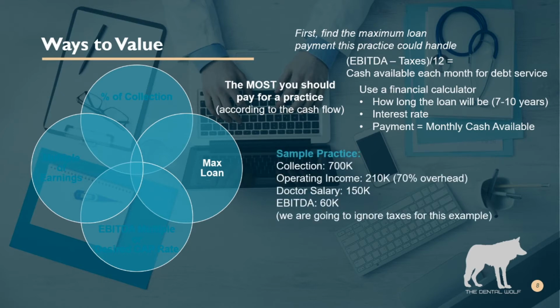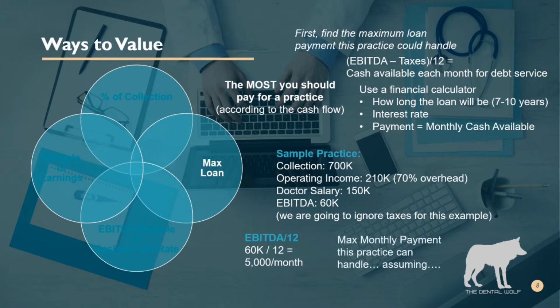Let's look at a sample practice. Let's say this practice is collecting $700,000 a year and it has 70% overhead, so its operating income is $210,000. The doctor's salary is about $150,000 and EBITDA is $60,000 a year. So we're going to take EBITDA and divide it by 12, and that's going to give us $5,000 a month.